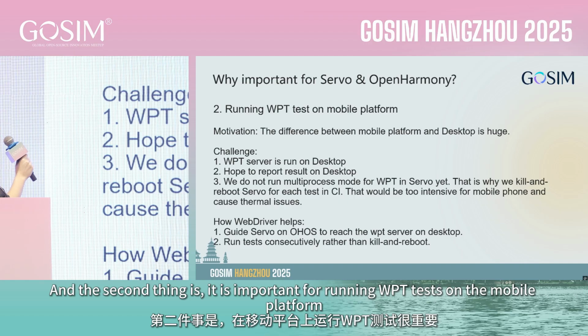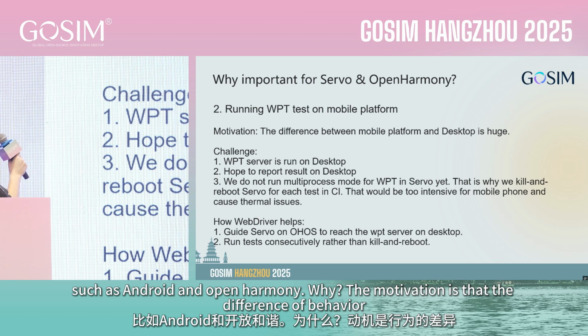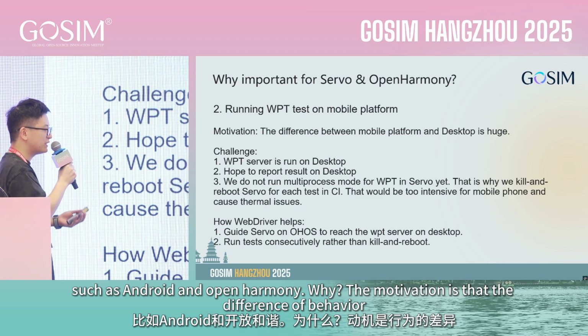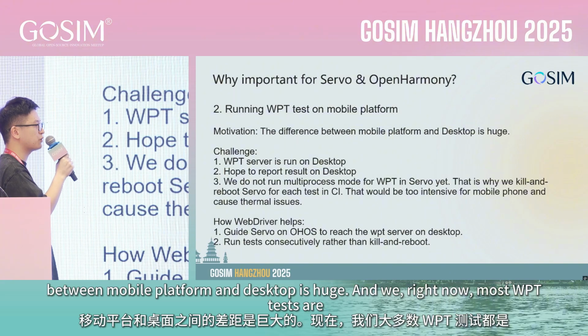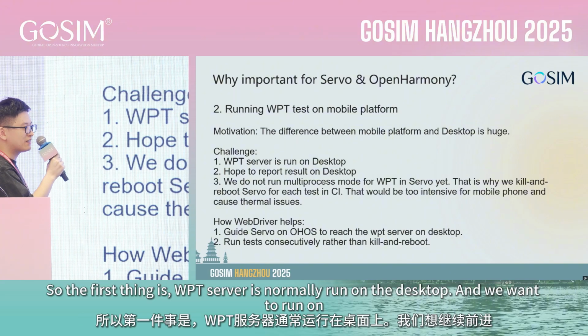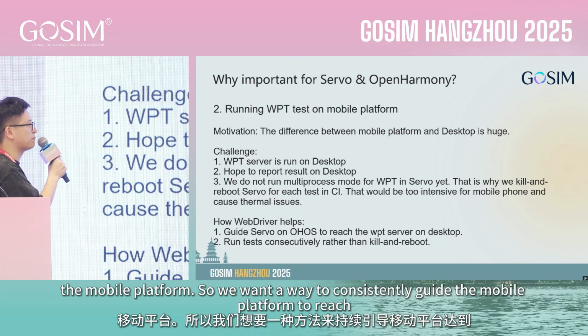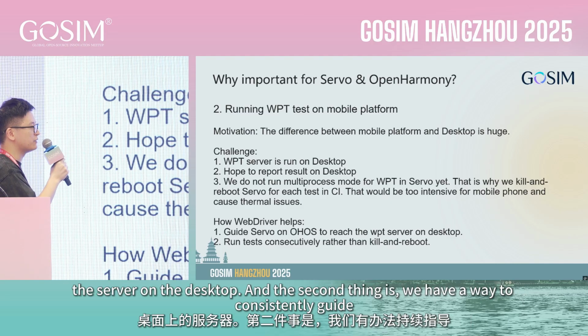And the second thing is, it is important for running WPT tests on the mobile platforms such as Android and OpenHarmony. Why? The motivation is that the difference of behavior between mobile platform and desktop is huge. And right now, most WPT tests are running on desktop platforms such as Linux, and we want to do it on mobile phones. So what's the challenge for it?